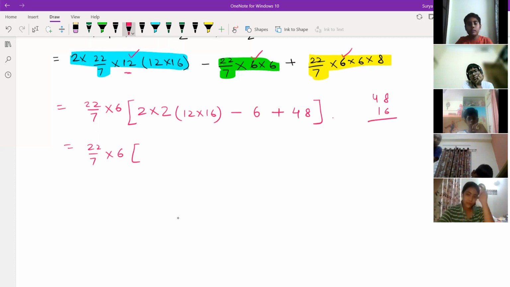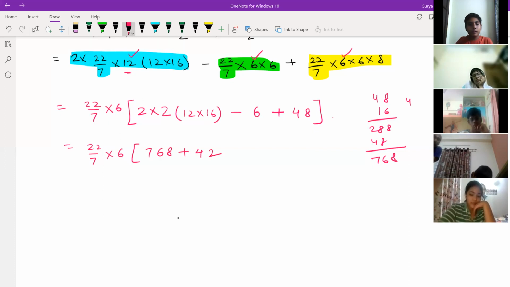48 into 16. 8 sixes are 48, 24, 28, 48, 7, 6, 8. 768 plus 42. So 22 by 7 into 6 into 8, 2 10, 6 4 10 1 11, 8.